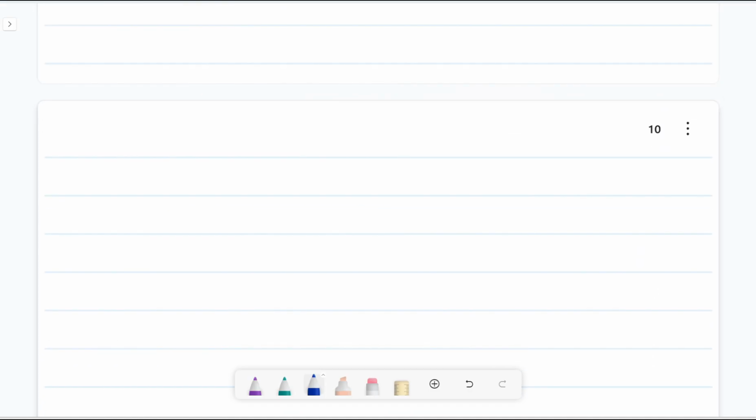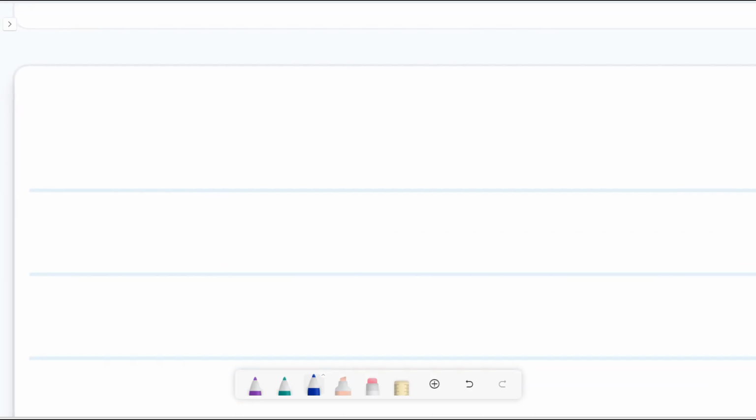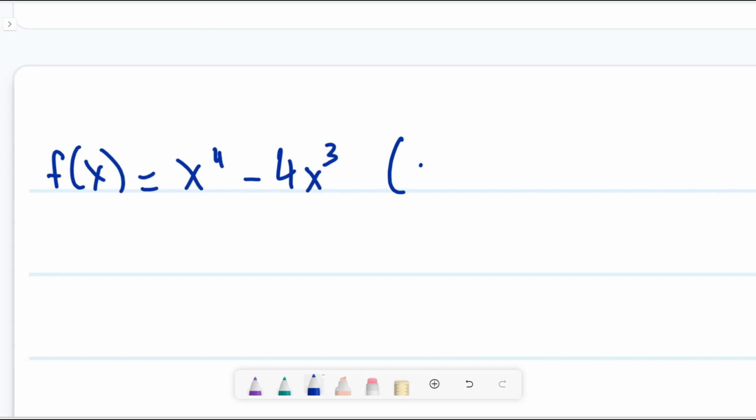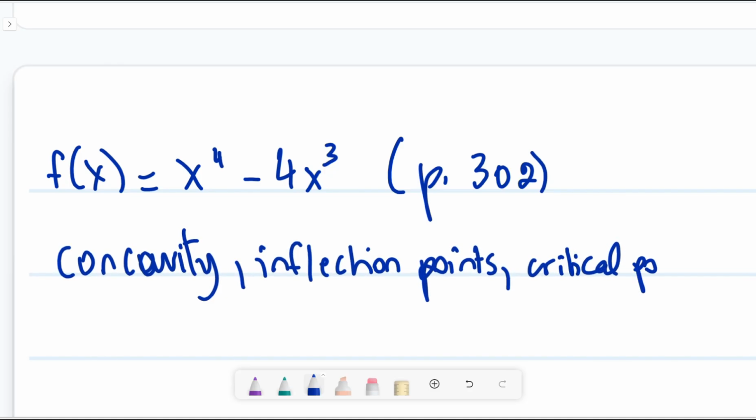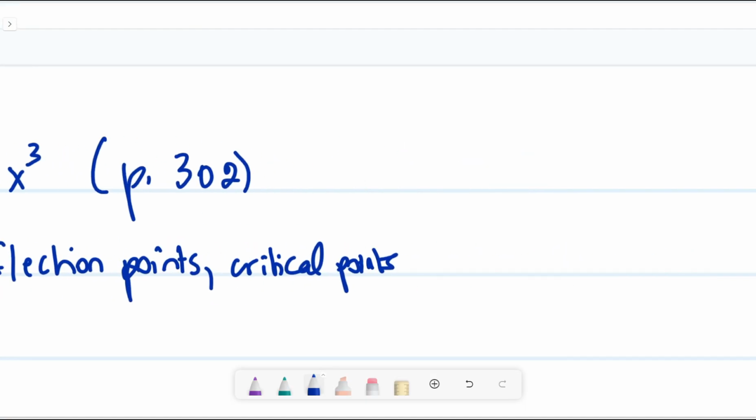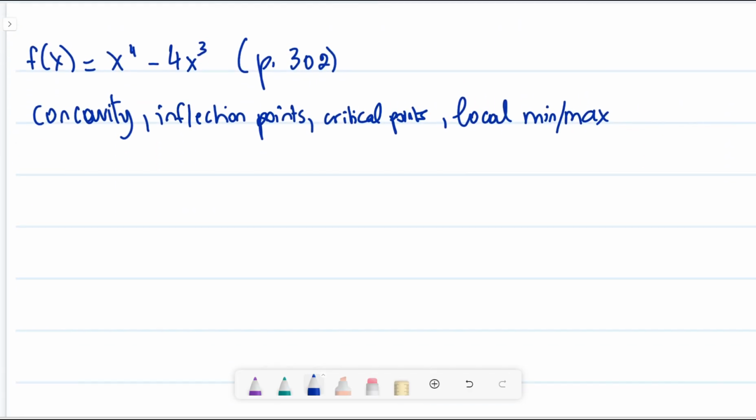So now let us look at an example. Suppose f of x equals x to the power of 4 minus 4x to the power of 3. This is from page 302 in the book. What we would like to do is to find the concavity, the inflection points, and any critical points. We would like to find the local minimum or maximum. So we will begin.